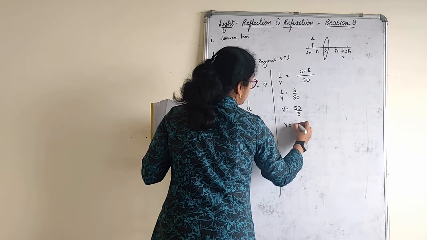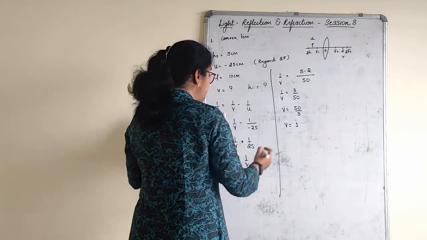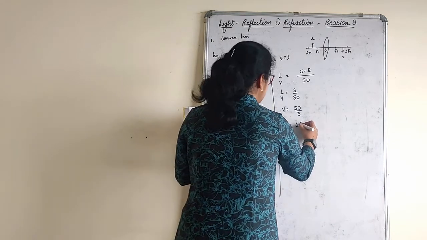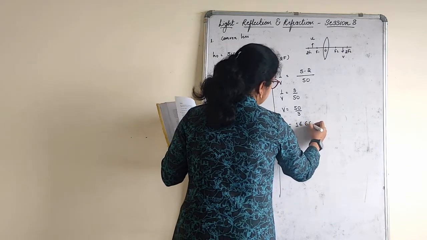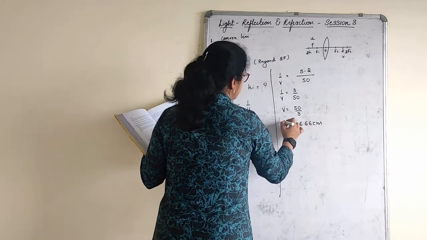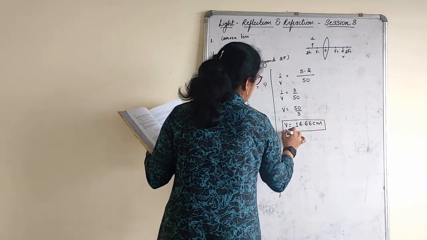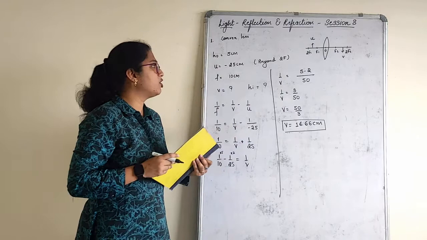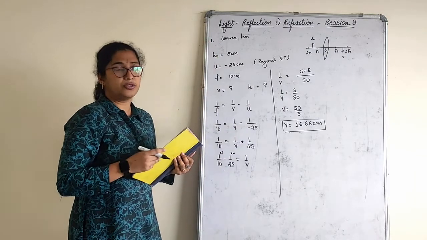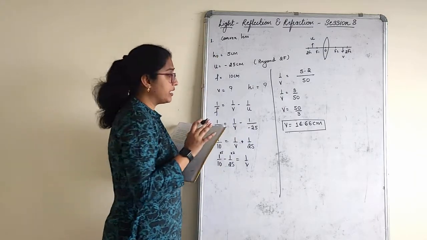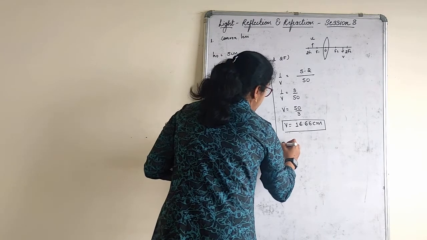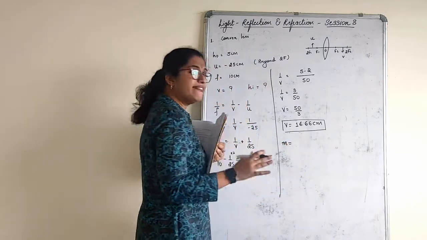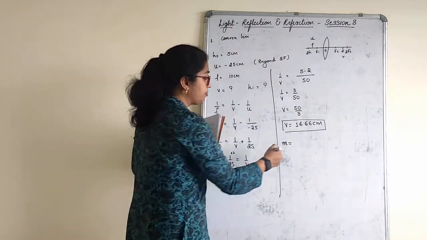So v is equal to 3 1s are 3, 3 6s are 18, 16, 3 6s are 18, 16.66 centimeter. It keeps going. 16.6 centimeter, you can take. Object distance, from here what you get, fixed it is? Okay. Next, magnification. At the end we will write all the conclusions.